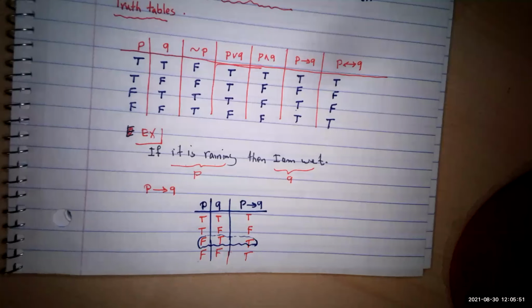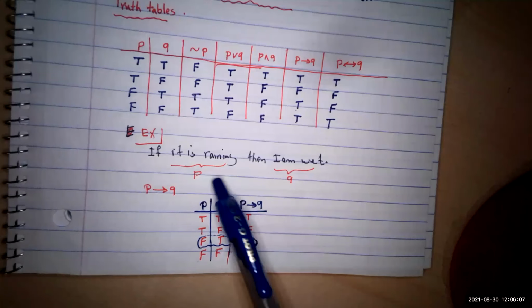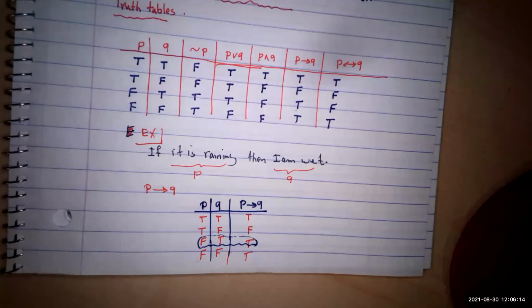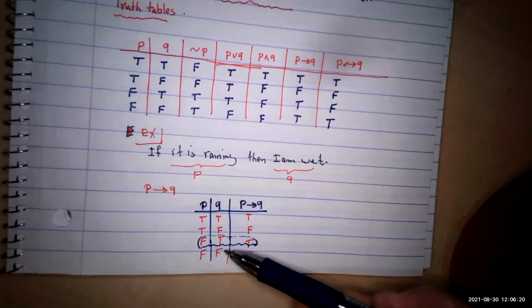If the first one is true, you have to follow the rules. If it's raining, so P is given to you, P implies Q, which means you are going to be wet. But since the first one is false, it means it's not raining, so you don't have to be wet. You can do whatever you like. It doesn't matter whether the second is true or false, because you don't have any obligation.